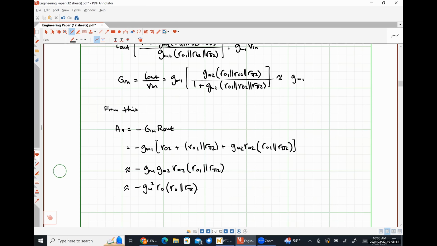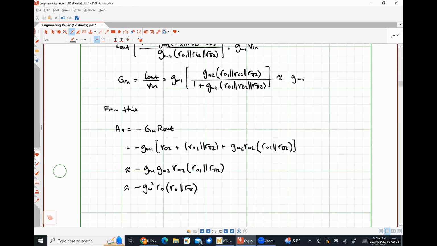So how does this gain compare to that of a simple common emitter amplifier with a current source load or current source bias? That should have a gain of negative gm ro. So this is gm times ro in parallel with rπ, larger in gain, right? So let's compare the performance of the cascode amplifier here qualitatively, and then we'll do a little bit of math to show how it looks with numbers.